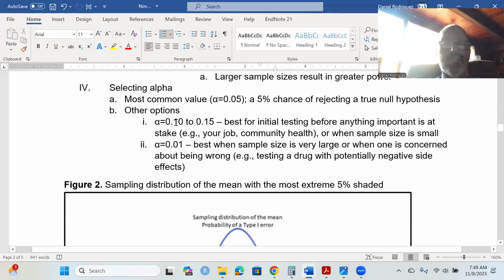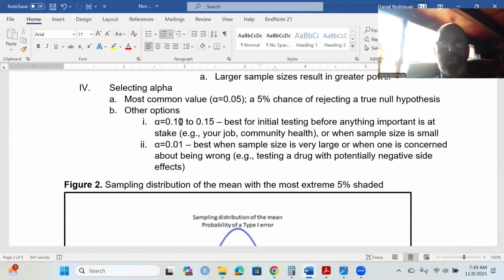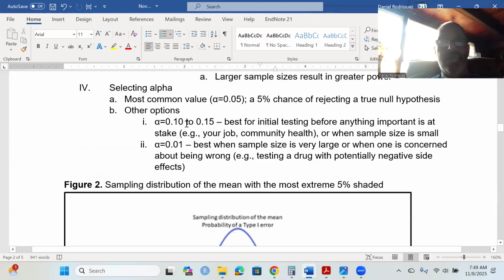A larger alpha gives us a greater likelihood of rejecting a false null hypothesis, right? So we end up having more power too. That's why people tend to use that, especially when their sample sizes are small.